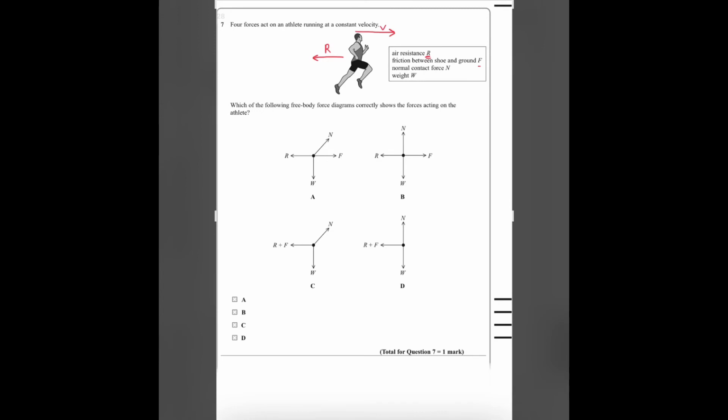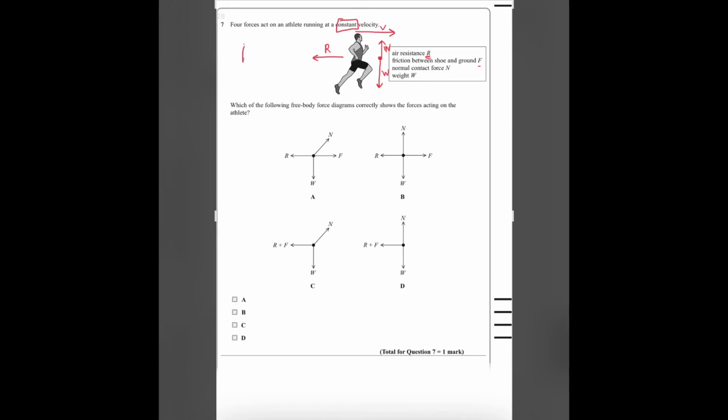Since there is a weight downwards, there should be an equal and opposite force upwards, due to Newton's third law, which is N. So the main thing to point out here is constant velocity. At a constant velocity, the velocity is not changing, so the acceleration is zero, since the change in velocity is acceleration.